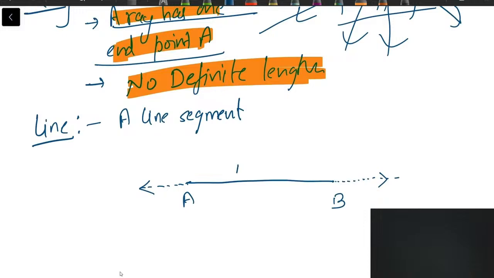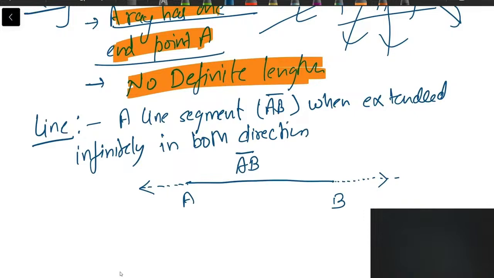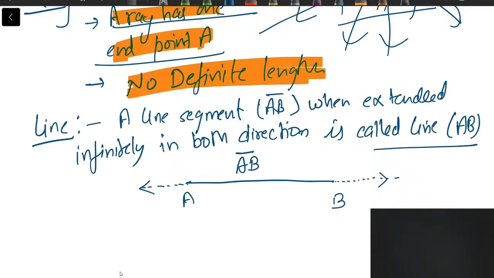This is the line segment. AB is the line segment. So the line segment AB, when extended infinitely in both directions, is called a line, and that line is AB here in the blue example.